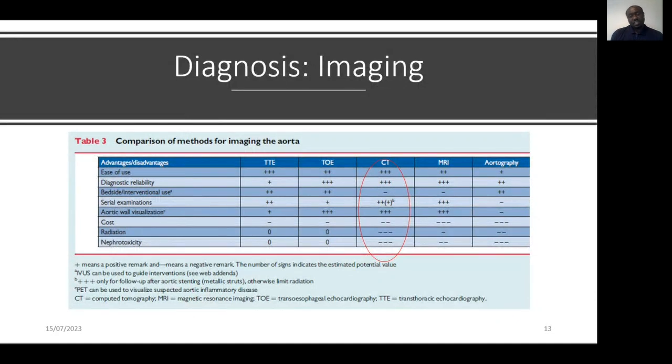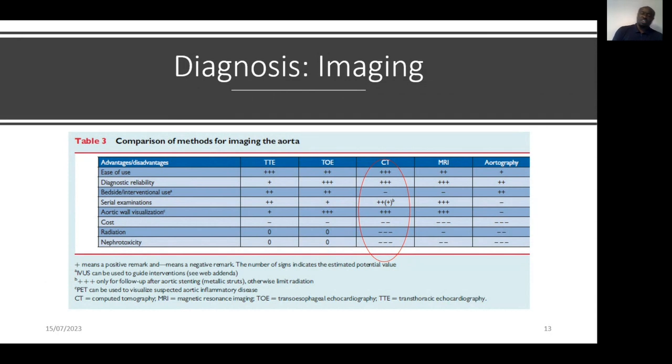Now, how do we investigate patients with a dissection? Nowadays, the most easy, quick to do, available maybe in most centers would be a CT scan, because there's no observer dependency on this. It's easy to use, it's reliable. You can do it for serial imaging. It shows the aorta very well. And though it has its radiation risk, and contrast is given, and kidneys don't like contrast, this is the most used imaging.